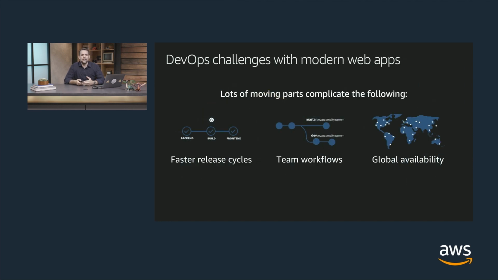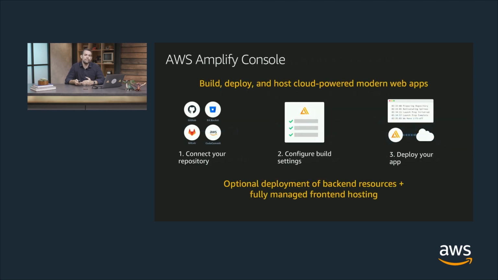There are lots of challenges we have to consider when deploying web apps. There are faster release cycles. It's common to release several times a day. We also have to consider team workflows in different development environments. Finally, we should be able to deploy our web app globally so it's available in a reliable content delivery network for users anywhere at any time. That's why I released the Amplify console, to address all those requirements and common challenges.